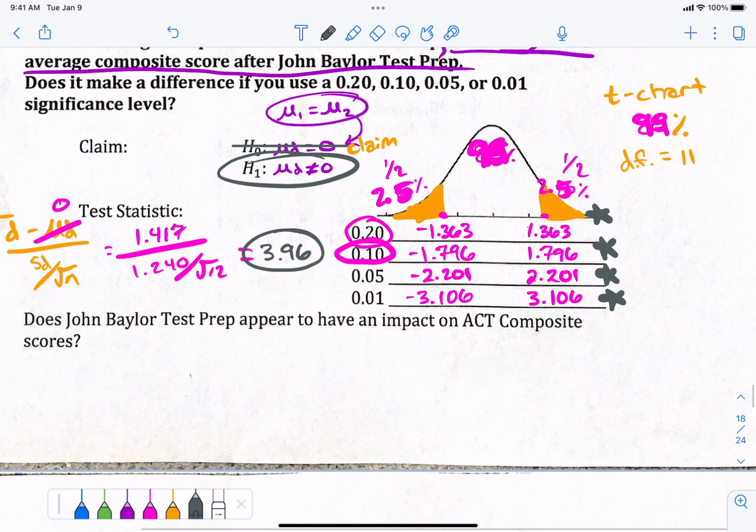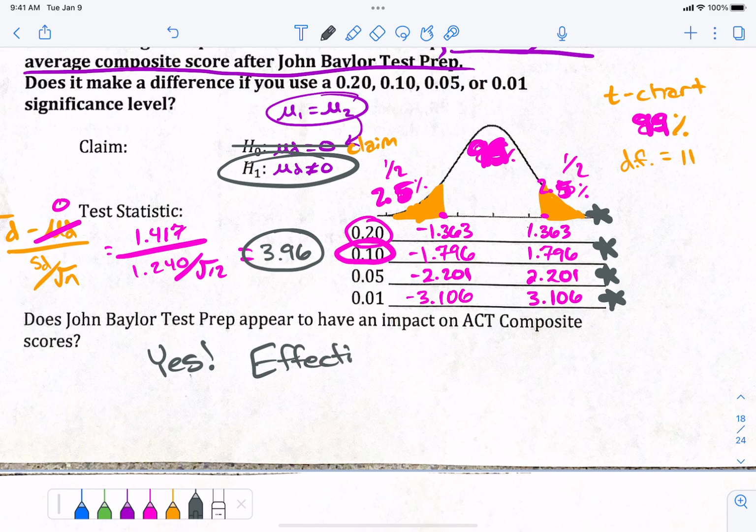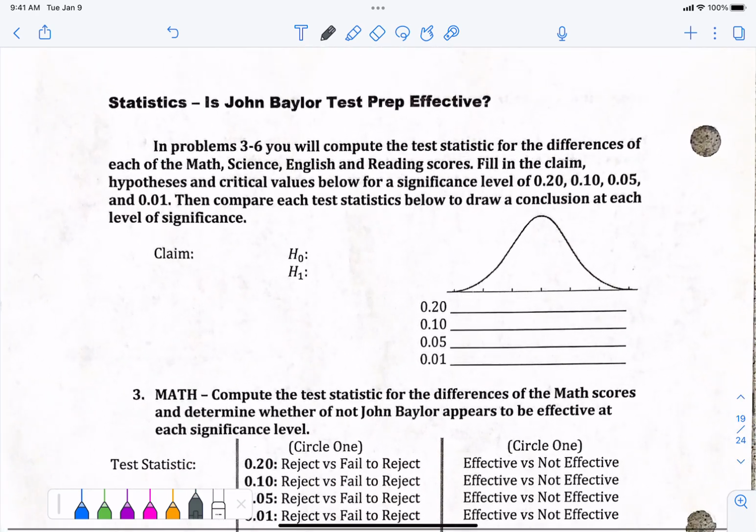So does John Baylor test prep appear to be effective on composite scores? Yes, according to this, there is a difference. The difference is not 0. There is a difference. So yes, effective for composite scores. Okay, John Baylor did in fact happen to raise the average enough to say that something was happening, right? It wasn't just a coincidence that it was above. It was high enough above average to say, yep, there is something that's affecting that. Does that make sense?